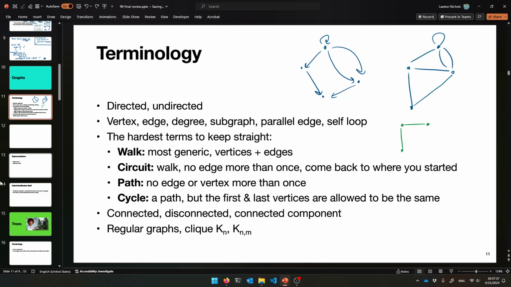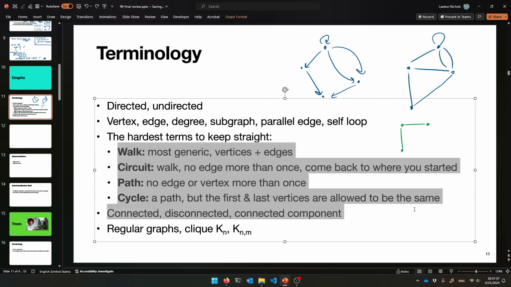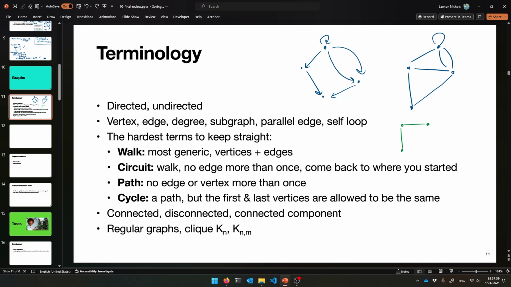Okay? Just want to keep that straight. Sorry if I messed up earlier. I was looking at a cycle while I was talking about paths. So that's all that information. These are hard to keep straight in your head, I know. But that's good to learn it so early in your computer science career so you can't mess up later.